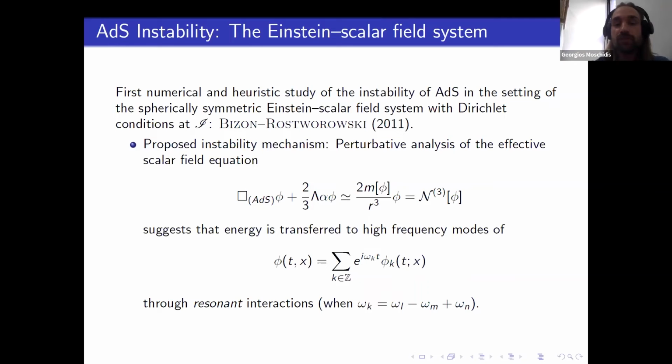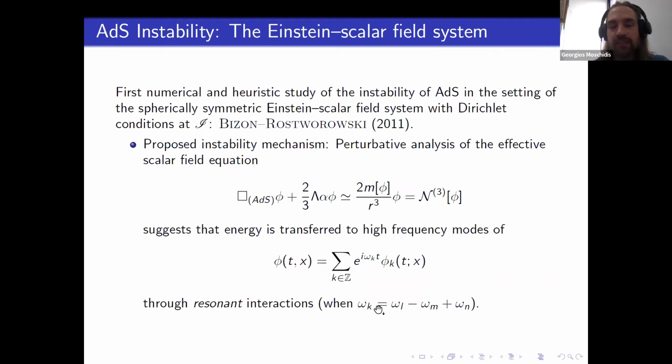Now, in this setting, what Bizon and Rostworowski noticed is that when Dirichlet conditions are imposed at infinity, then there are resonant interactions in this system of modes. Namely, there exists a sequence. Actually, in that case, the spectrum of the linear wave equation is exactly the integer numbers. And therefore, there exist tetrads of frequencies which satisfy this relation. Actually, there's an infinite sequence of those numbers which satisfy this relation.